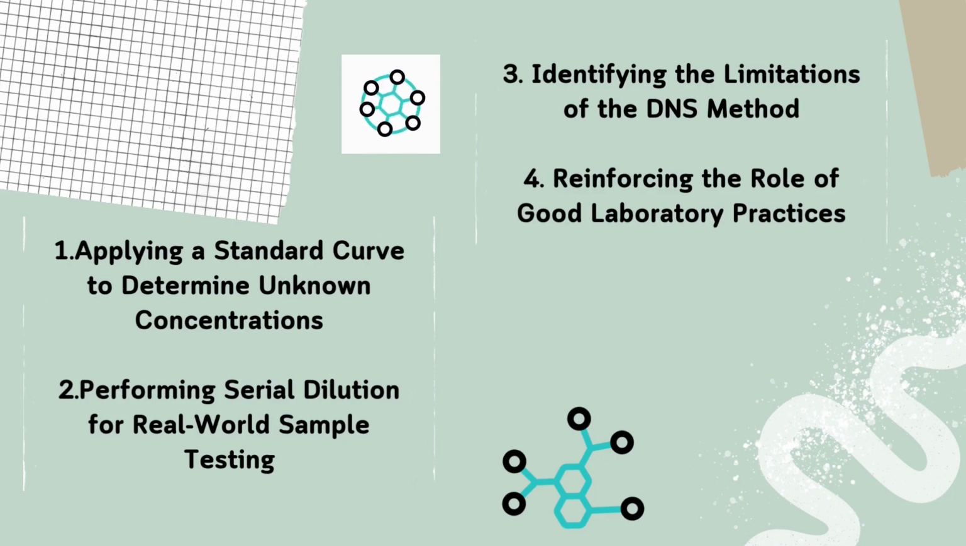Another important takeaway was understanding the potential limitations of the DNS method. Since the tea drink may contain natural compounds like polyphenols, we learned that these could interfere with the absorbance reading, and that sample purity plays a big role in accuracy. Finally, these experiments reinforce the importance of good lab practices like using blanks correctly, cleaning cuvettes, and managing hazardous reagents. All of these steps help ensure our results are both reliable and safe to obtain.